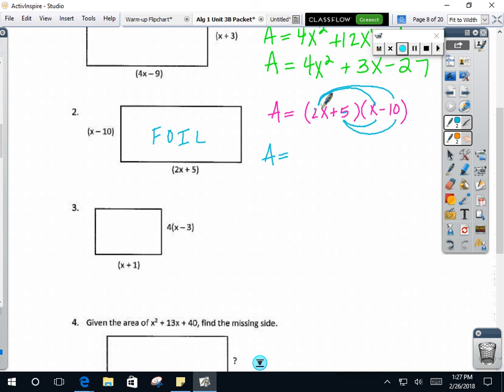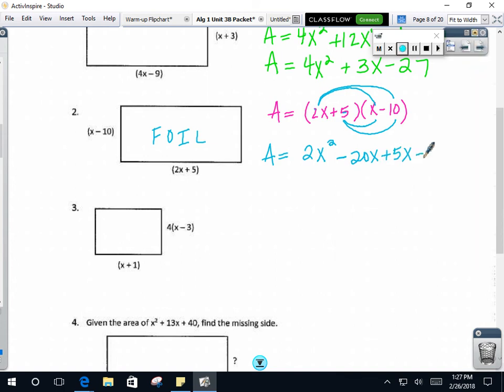2x times x is 2x squared. 2x times negative 10 is negative 20x. 5 times x is positive 5x. And 5 times negative 10 is negative 50. Now we need to combine like terms, and so it'll be 2x squared minus 15x, because those two combine to a negative 15, and then minus 50, and then that's the answer.